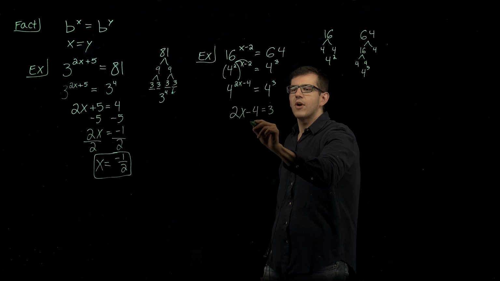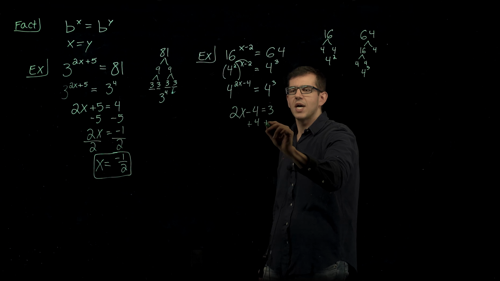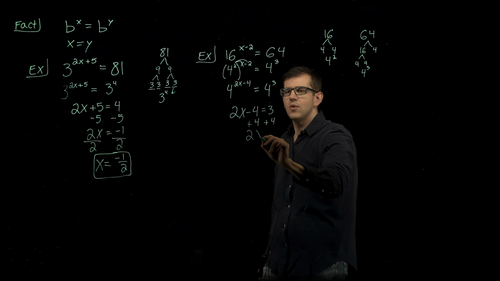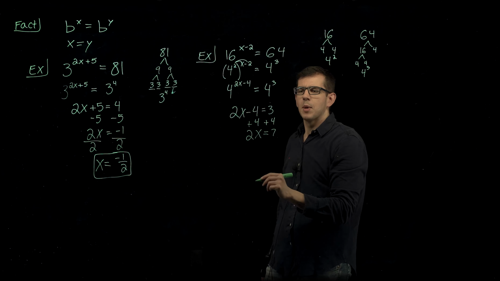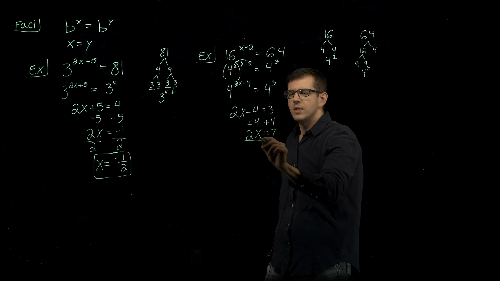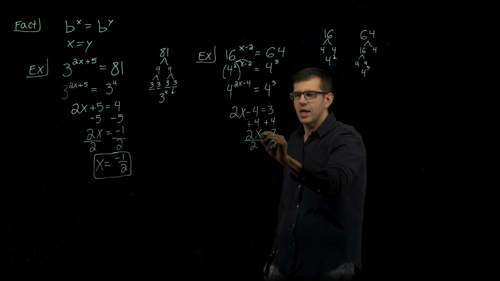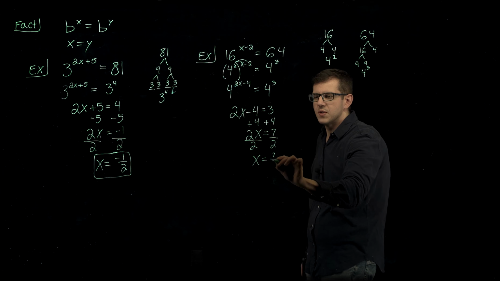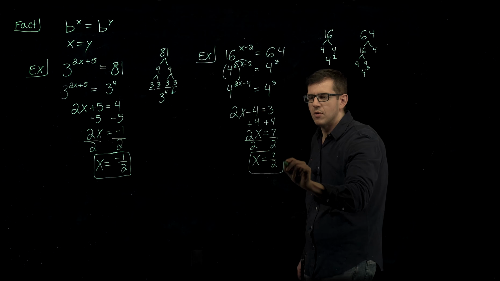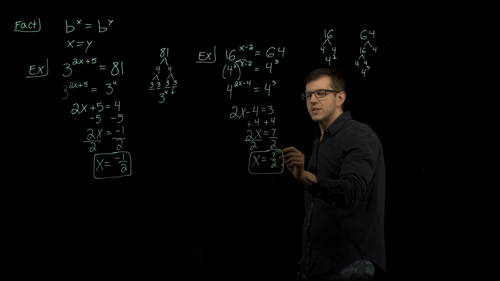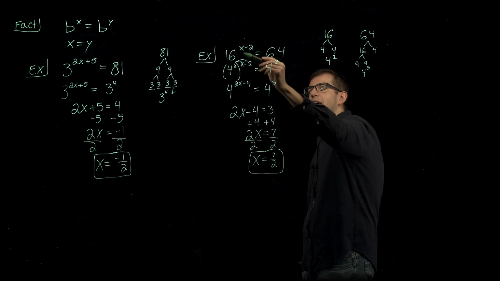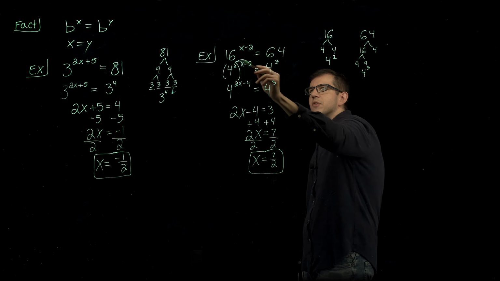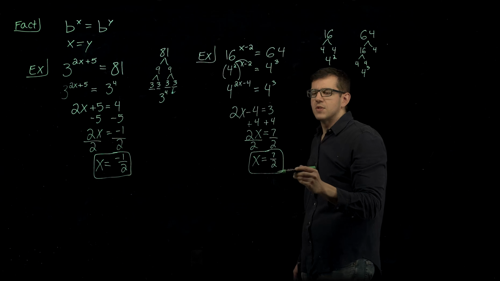And now solving for x, we'll add 4 to each side to get 2x equals 7. Dividing each side by 2 to get our x alone gives us x equals 7/2. And just like before, we could take this value, plug it into x in the original equation, and this entire left side will simplify to give us 64, just as the right side.